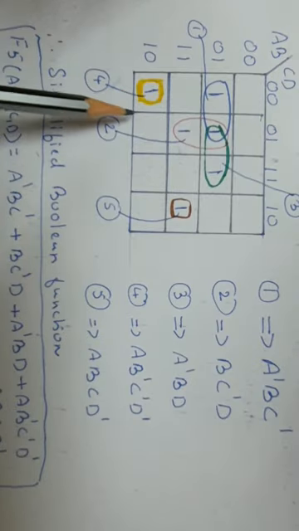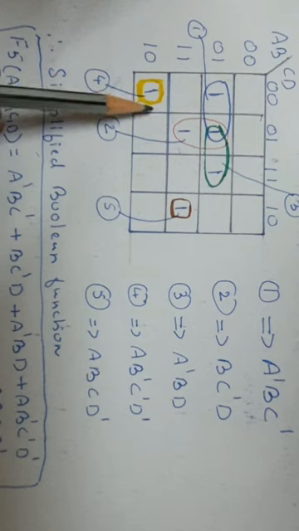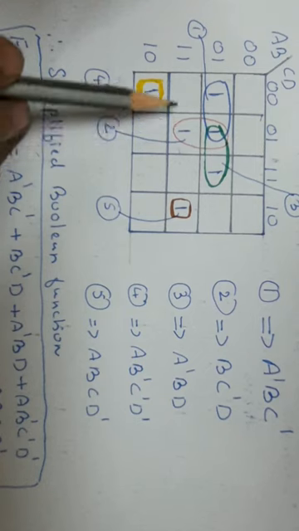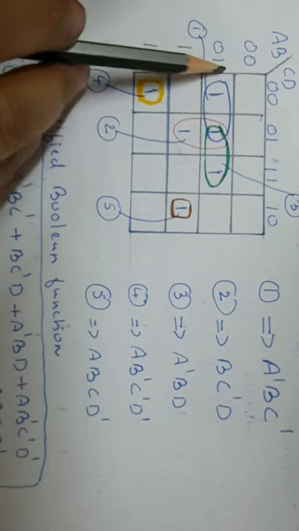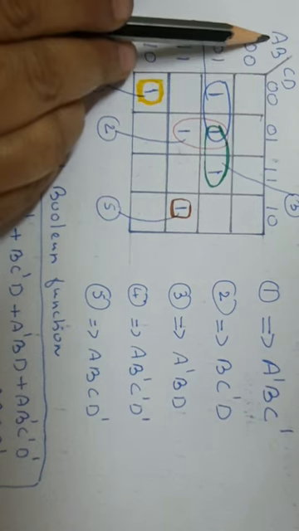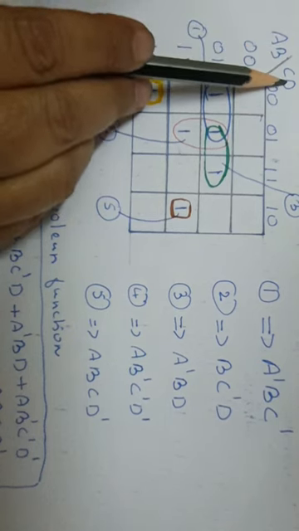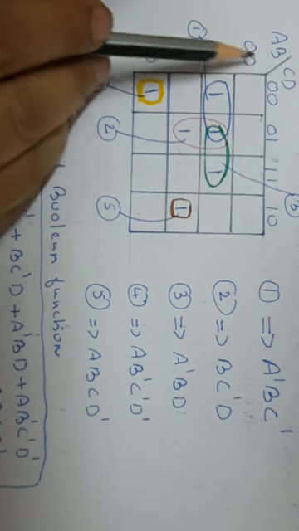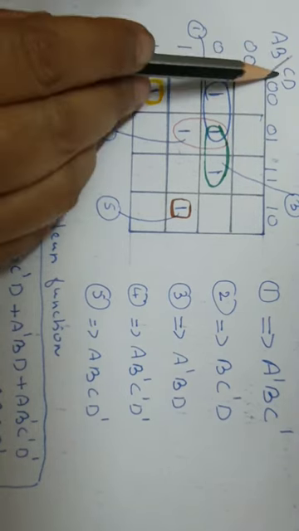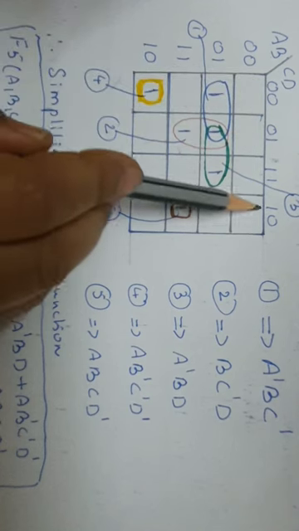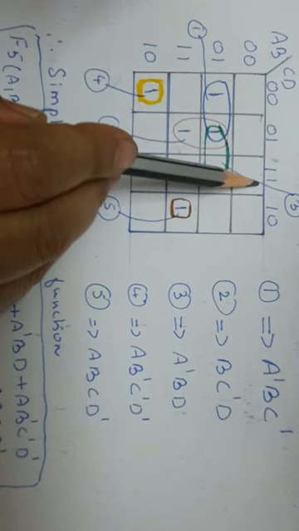So the 4 variable expression means 2 raised to 4 equal to 16 squares K-map we have drawn here. Then input variables we have taken as A, B, C, D. So A, B are written here, C, D here. 4 combinations for A, B, 0 0, 0 1, 1 0, 1 1 are written here. For C D, 0 0, 0 1, 1 0, 1 1 are written here.